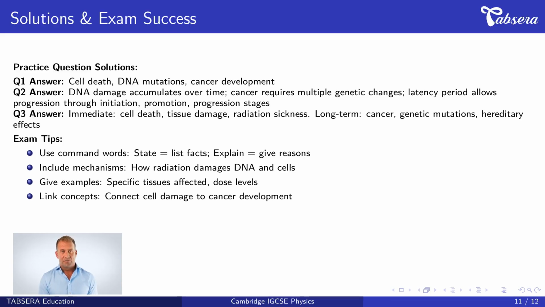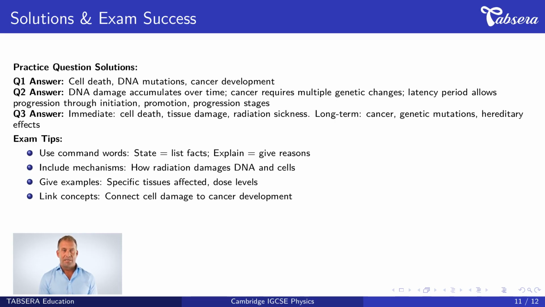Let's review the solutions. For question 1, the answer includes 3 main effects: cell death from membrane and organelle damage, DNA mutations from broken chemical bonds, and cancer development from uncontrolled cell growth. For question 2, cancer develops years later because DNA damage accumulates over time, cancer requires multiple genetic changes to develop, and there's a latency period allowing progression through initiation, promotion, and progression stages. For question 3, immediate effects include cell death, tissue damage, and radiation sickness symptoms, while long-term effects include cancer development, genetic mutations, and hereditary effects passed to offspring.